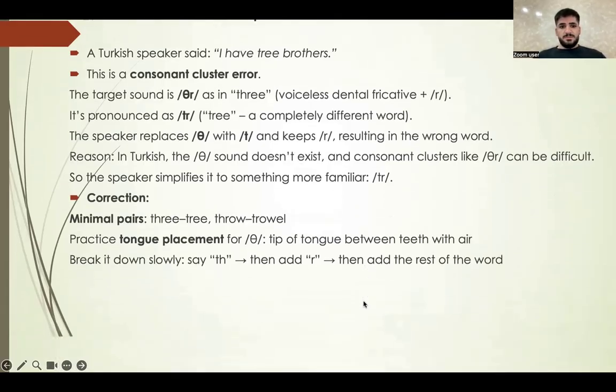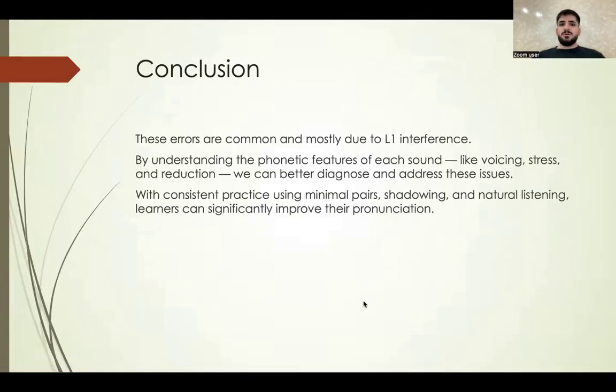So it really helps. In conclusion, those errors are common and mostly due to L1 interference, and mostly because of lack of listening to podcasts or English. I believe that culture plays a crucial role in such an area, and so does the native language, because some sounds don't exist in other languages. By understanding the phonetic features of each sound, like voicing, stress, and reduction, we can better diagnose and address those issues. With consistent practice using minimal pairs, shadowing, and natural listening, I believe it plays a crucial role in helping individuals avoid mispronouncing words.